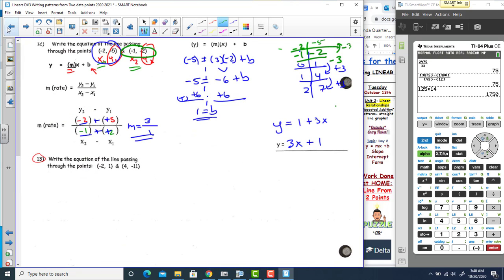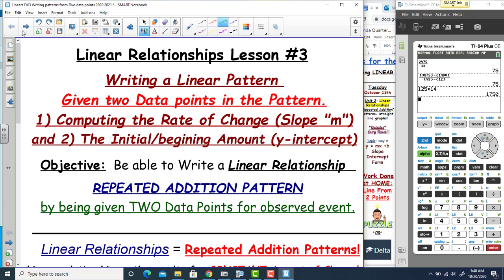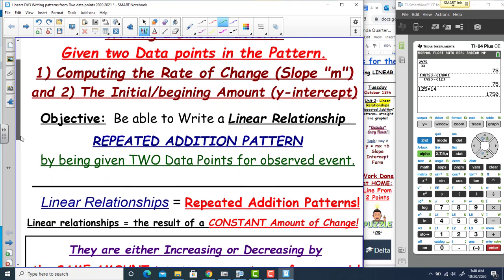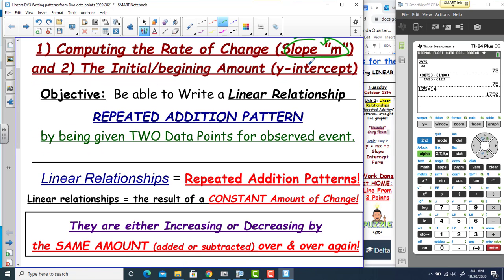Ladies and gentlemen, this is the lesson on being able to write a linear pattern given two data points in the pattern. I hope you understand that the most important portions of it are that you begin by writing y equals mx plus c, and understand you must compute m first, the rate of change, which is repeatedly added over and over again, and then substitute for y, m, and x, and determine b, the beginning amount. I'll see you in class. Take care.